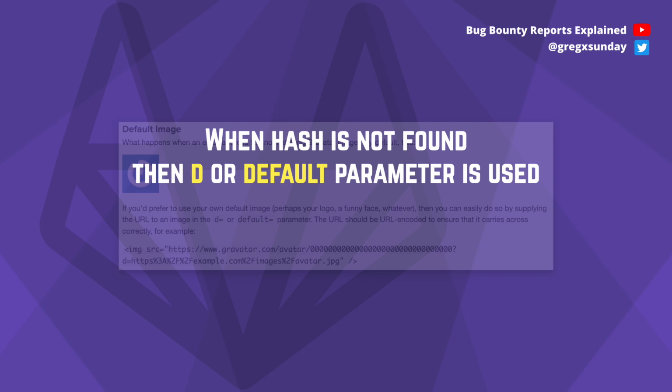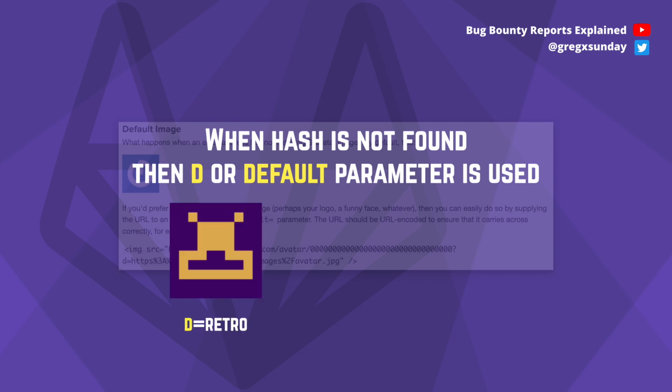For this purpose, the Gravatar documentation about the default URL might be very useful. The d or default parameter that you saw earlier is used when Gravatar doesn't find the image on its own server. It can be some predefined value like retro, but it can also be a URL, which is very promising when you're looking for open redirects.